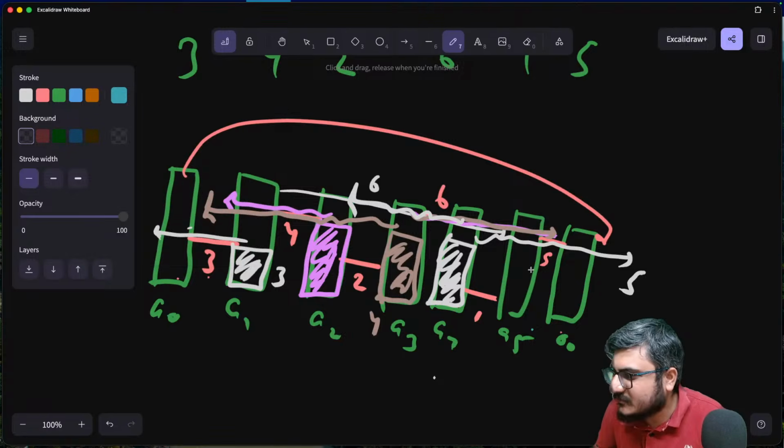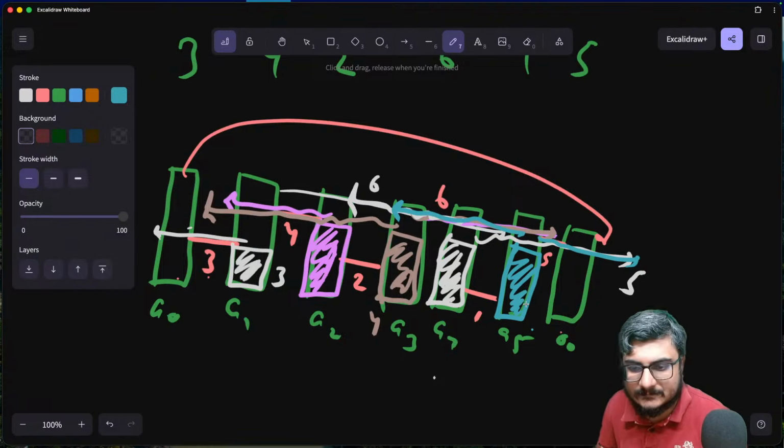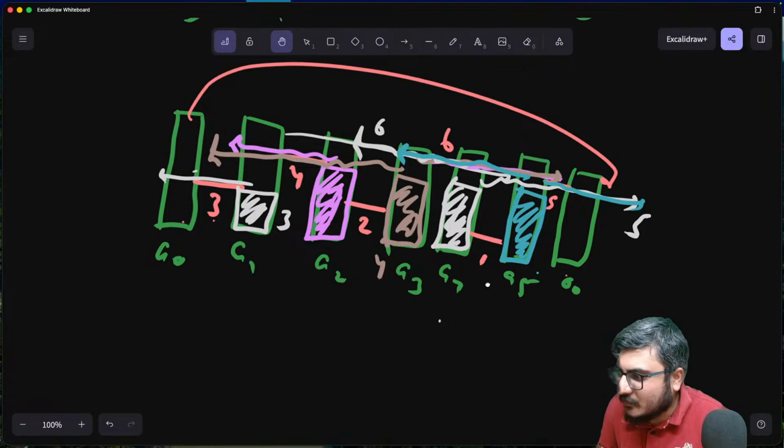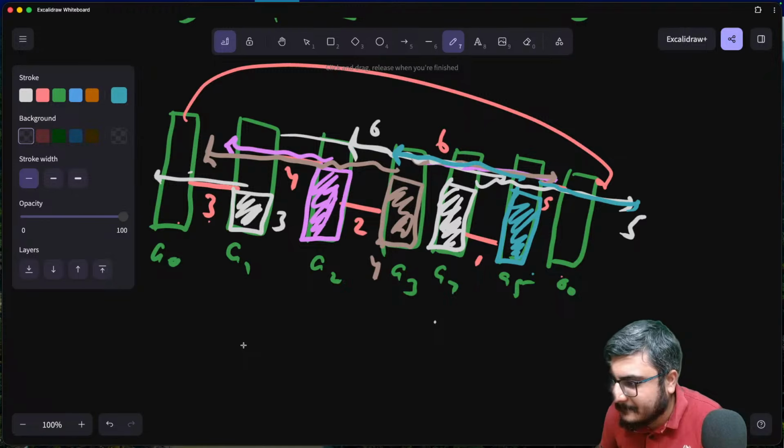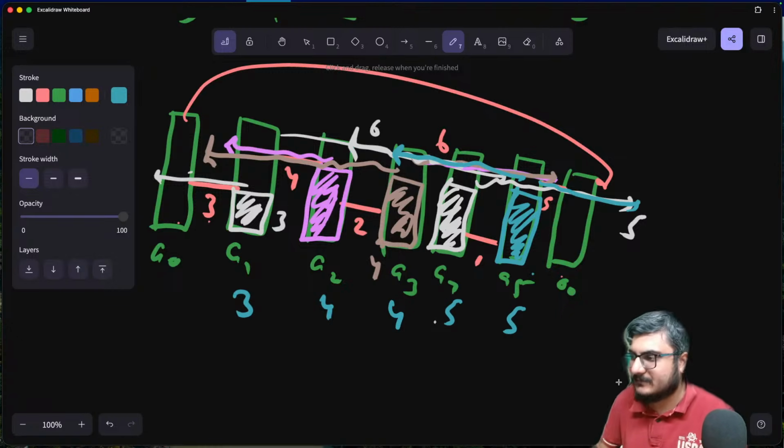Now let's focus on this side. What is the maximum that is available on this side, which would be 6, and on this side is 5. So let's try to fill water up to 5 here. And overall water we have filled over here is 3 here, 4 here, 4 here, 5 here, and 5 here.